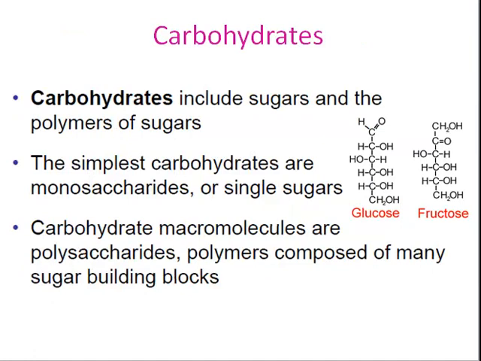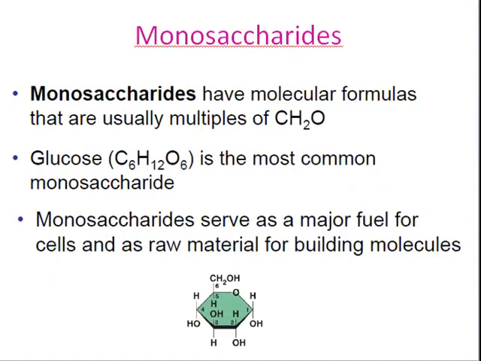Carbohydrates include sugars and the polymers of sugars. The simplest carbohydrates are monosaccharides, or simple sugars. Carbohydrate macromolecules are polysaccharides, polymers composed of many sugar building blocks. Monosaccharides have molecular formulas that are usually multiples of CH2O. Glucose is C6H12O6, and that's the most common monosaccharide. Monosaccharides serve as a major fuel for cells and as raw material for building molecules.